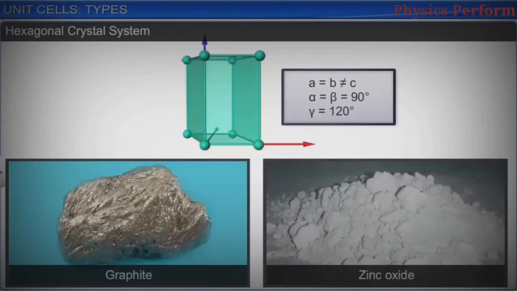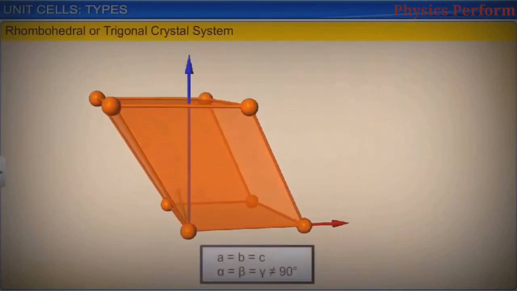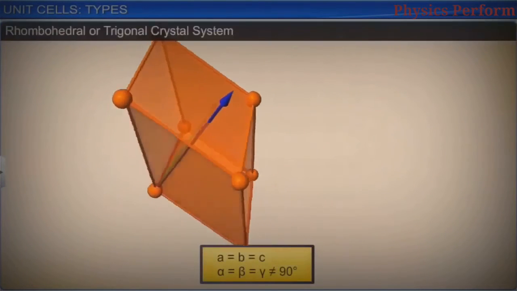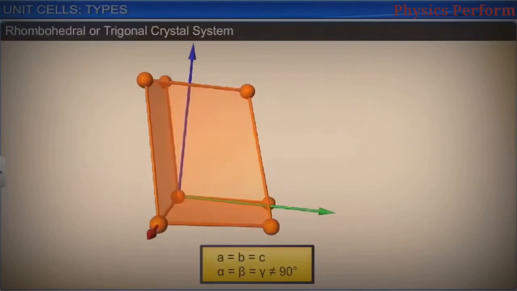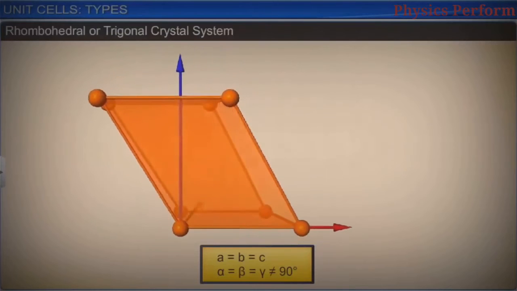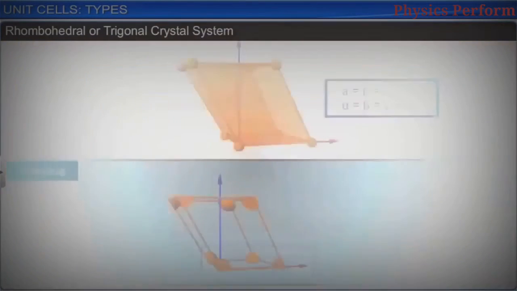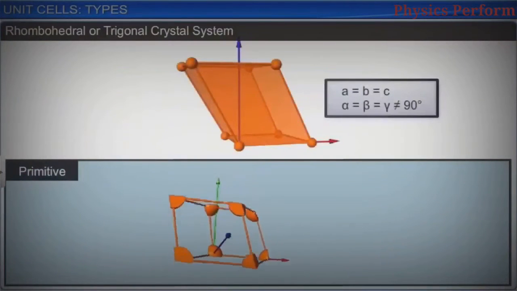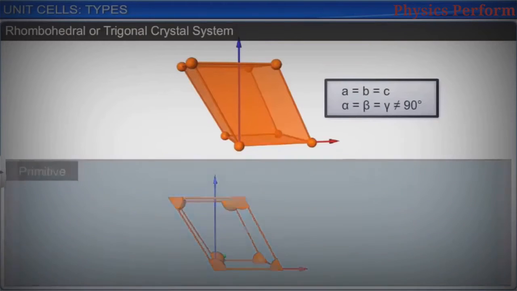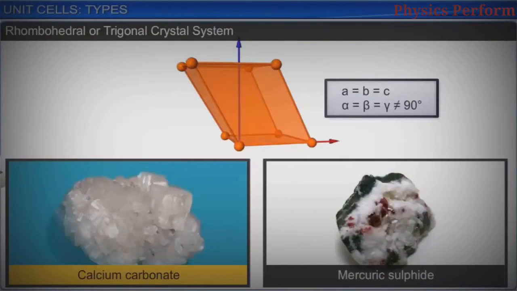In a rhombohedral or trigonal crystal system, the 3 axes are of equal length and inclined at the same angle, but the angle is not equal to 90 degrees. The only possible lattice is primitive. Calcium carbonate and mercuric sulfide are examples.